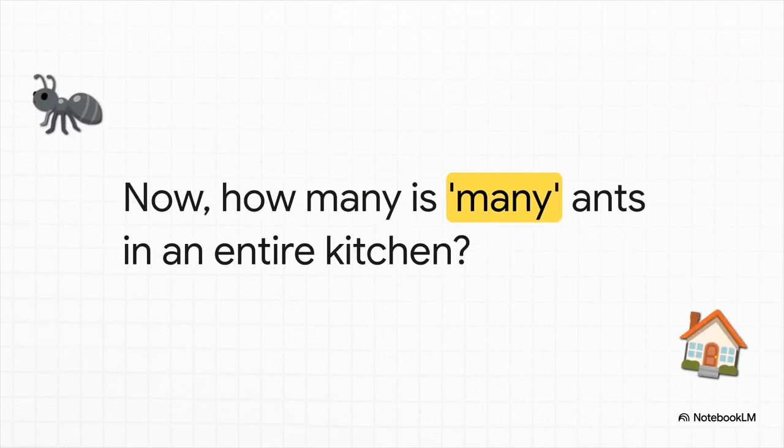All right, now forget the cookie. Picture an entire kitchen. And I tell you there are many ants in that kitchen. Are you still picturing 15 ants? No way, right? Now, many probably means hundreds, maybe even thousands of them. The word itself didn't change at all, but its meaning just completely transformed.